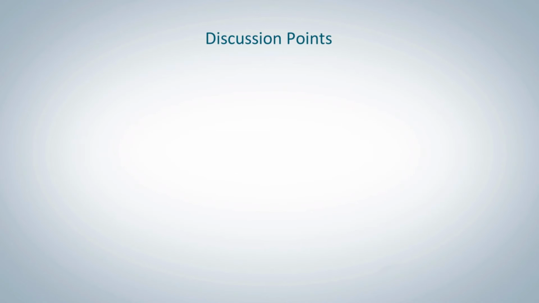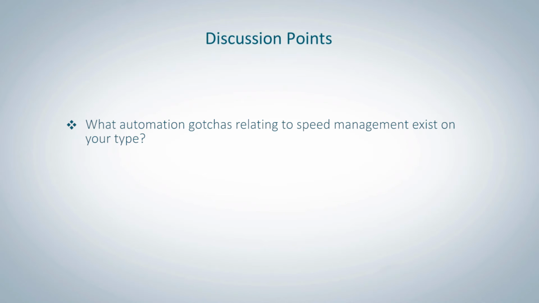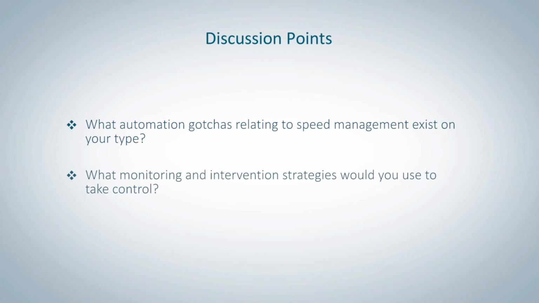Discussion points. What automation gotchas exist on your type, and how can the automation guidance be applied to improve crew performance? What monitoring and intervention strategies do you use to take control?